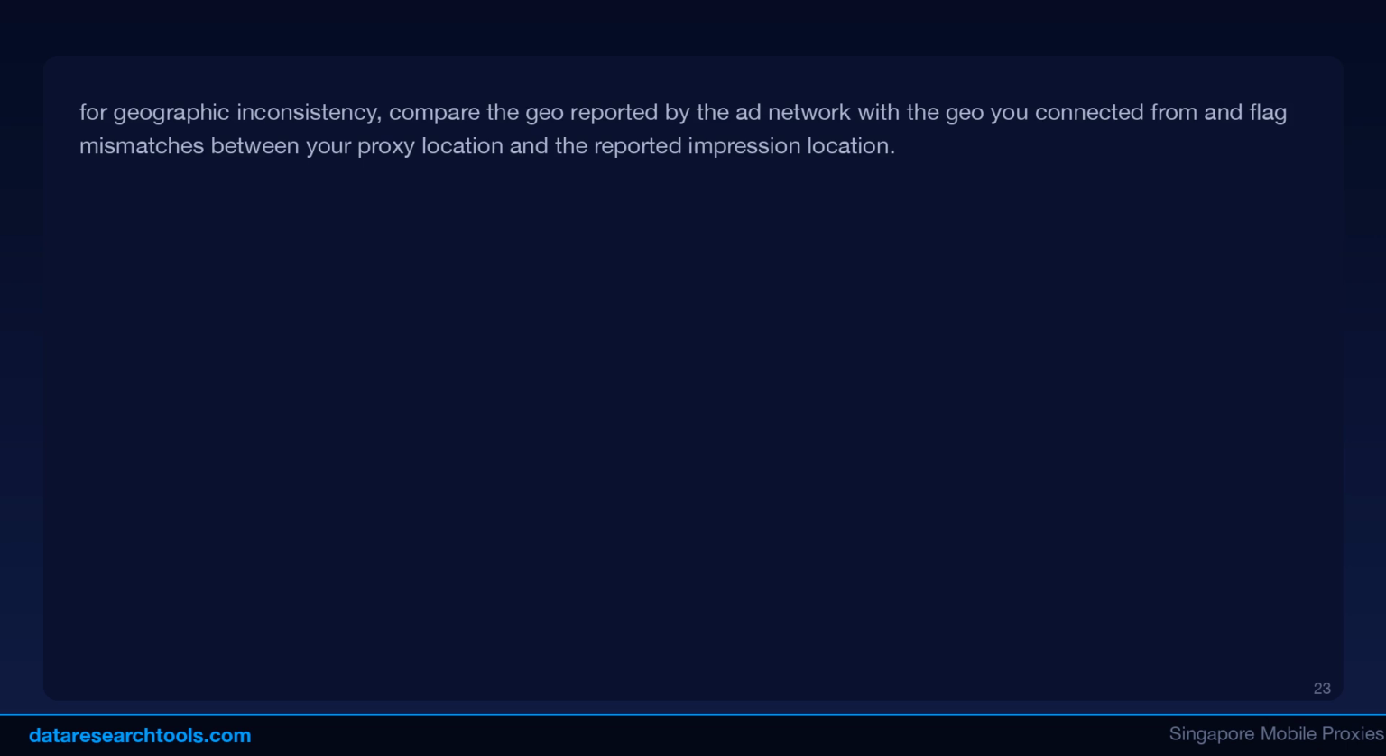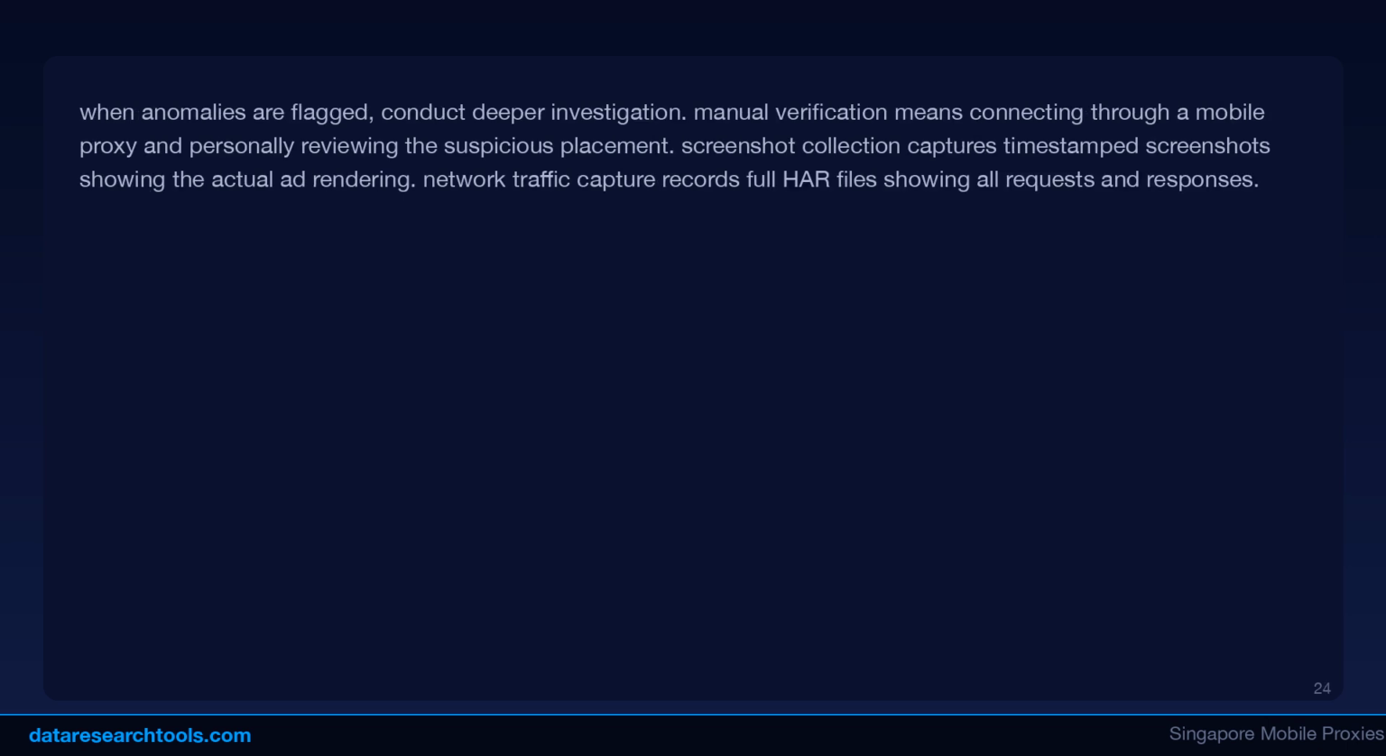When anomalies are flagged, conduct deeper investigation. Manual verification means connecting through a mobile proxy and personally reviewing the suspicious placements. Screenshot collection captures timestamped screenshots showing the actual ad rendering. Network traffic capture records HAR files showing all requests and responses. Historical comparison checks whether the pattern is new or has been ongoing. Cross-referencing compares findings against your ad network's reporting data.